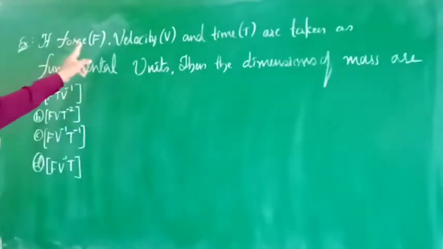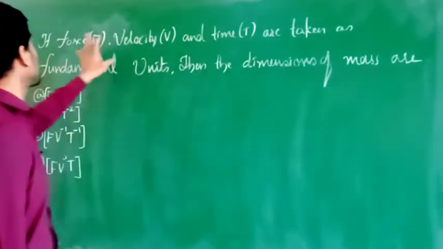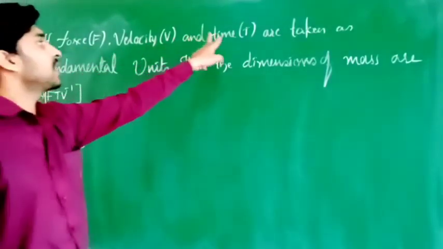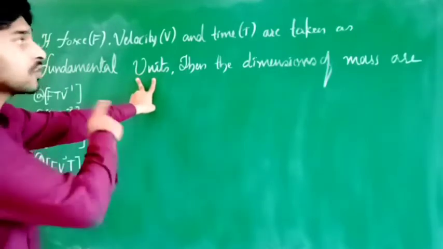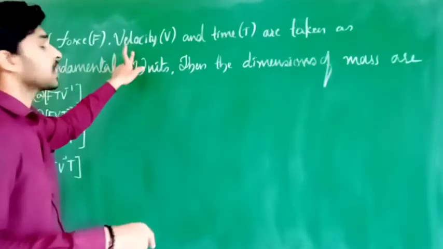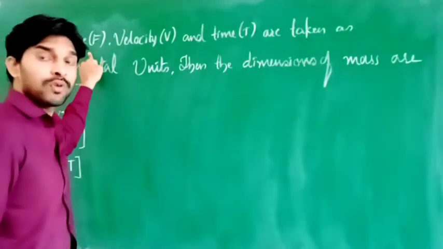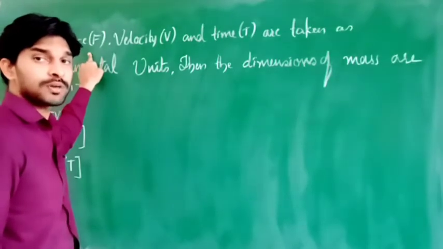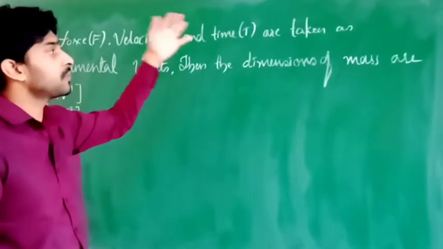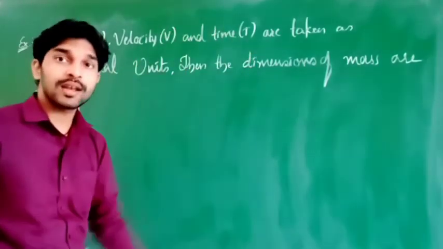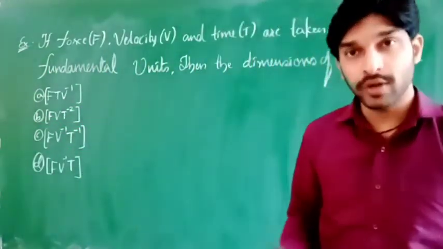If force F, velocity V and time T are taken as fundamental units. Basically force and velocity are not fundamental units, correct? These are derived units. Force we derive from the equation F is equal to ma, force is mass into acceleration. Velocity is displacement divided by time. But time is a fundamental quantity. What they are telling is that force and velocity are treated as fundamental units.